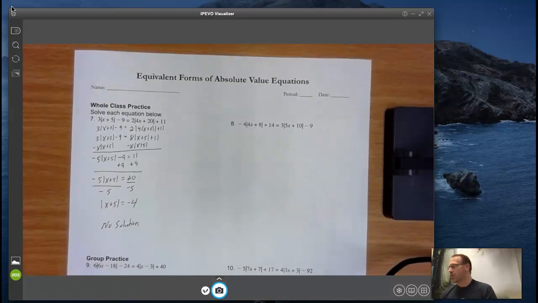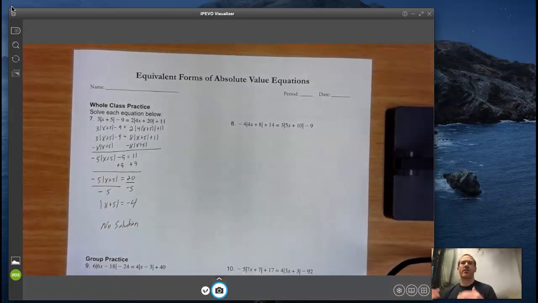All right. So you can see that having this idea of an equivalent form and how to go from the complicated form to our HK form allows us to then use what we already know.